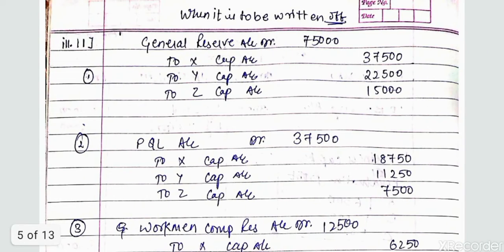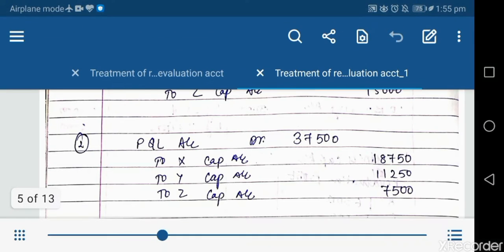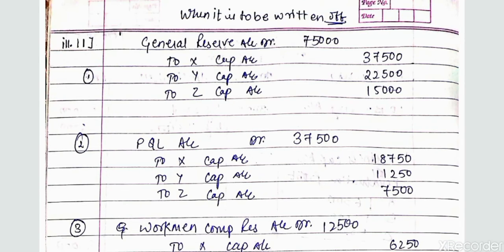So the thing is, when it is to be written off or discounted, it is to be distributed. The same question we will be doing in both ways: when it is to be recorded, what entry we will be passing, and when it is not to be recorded, what entry we will be passing. So first of all, we have been given the general reserve.